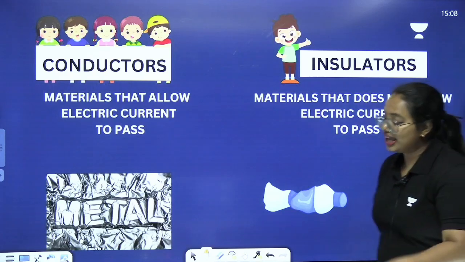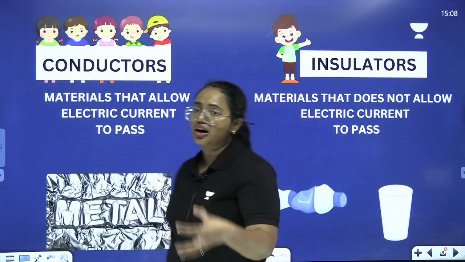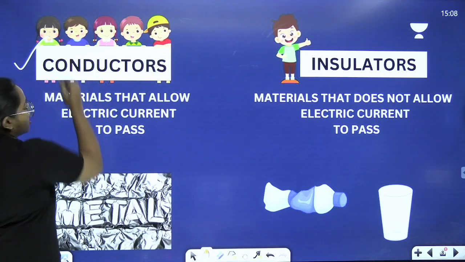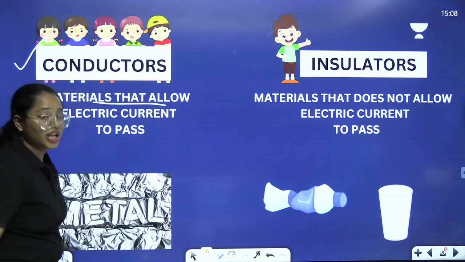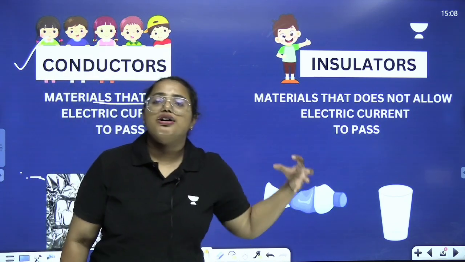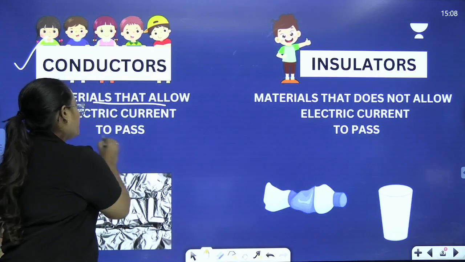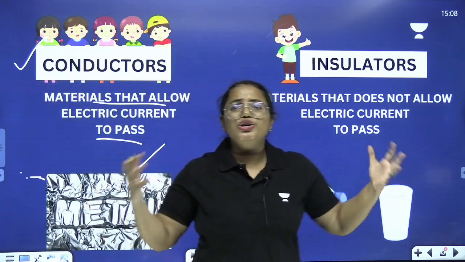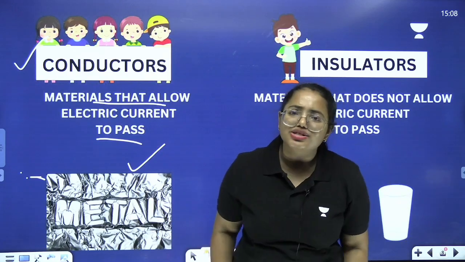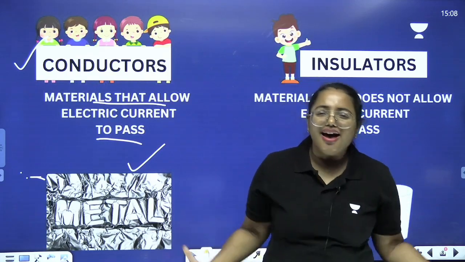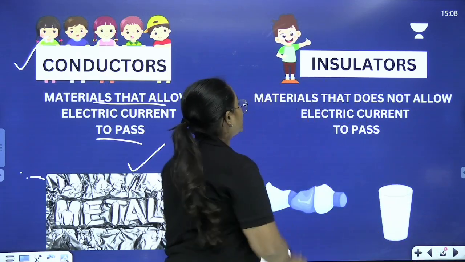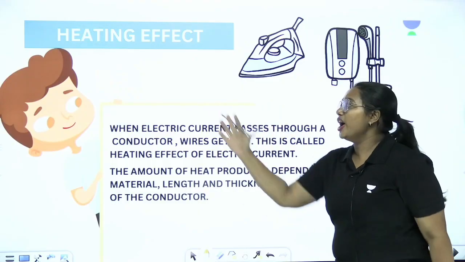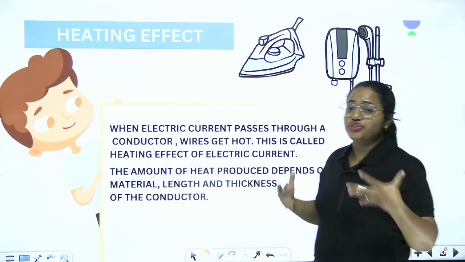For that, it's very important to learn about conductors and insulators. What are conductors? Materials that allow electric current to pass through. Let's take some examples: metals. But what about insulators? They are not going to let any electric current pass through. Plastic and glass are all considered insulators. Very important. Now we are going to talk about the heating effect in detail.